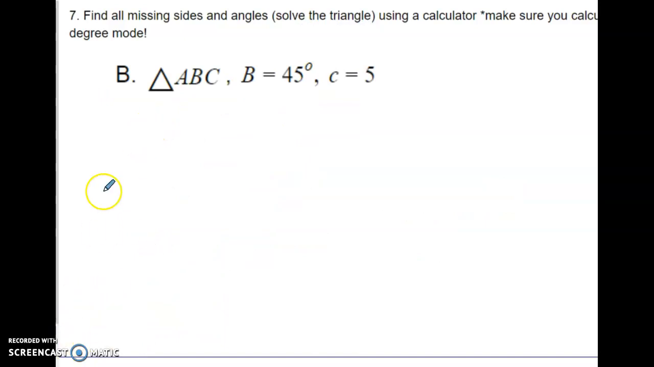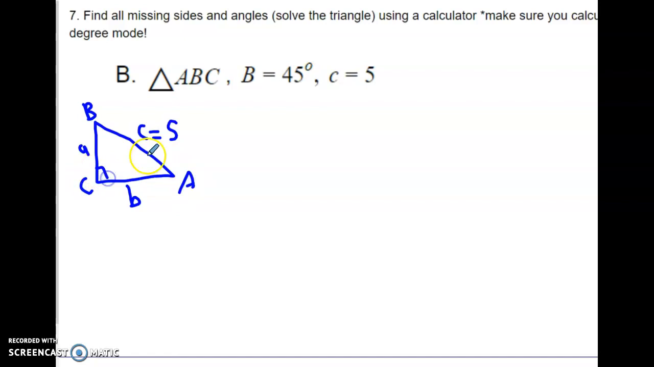7 part B, I need to draw a triangle first so that I can figure out what I'm looking for here. We almost always write the 2 legs A, B, and C, so if it tells me C is 5, I know that's the hypotenuse. B is opposite side B, so this would be angle B, or point B. This would be A, and then C is the right angle. If angle B is 45 degrees, then I know that angle A is also 45 degrees. So I have a 45-45 right triangle here.